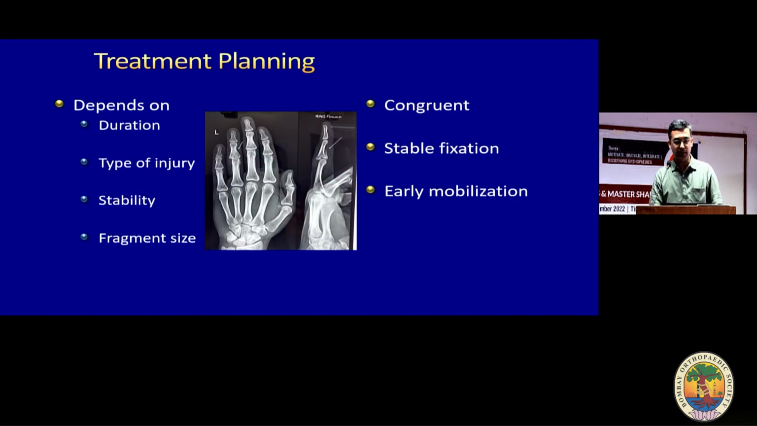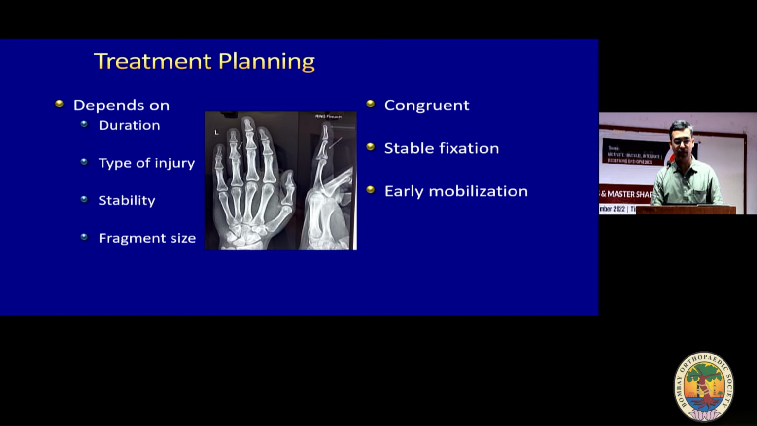In coming to treatment planning, for me there are 4 things that matter. What is the duration at which the patient presents to me? What is the type of injury? There were the 5 types that I showed earlier. Whether the joint is stable after you reduce it, or without reduction, it's stable. And what is the fragment size if there is a fracture dislocation?